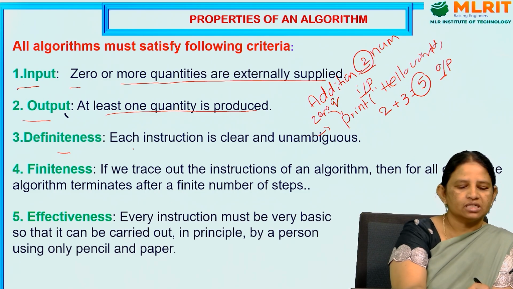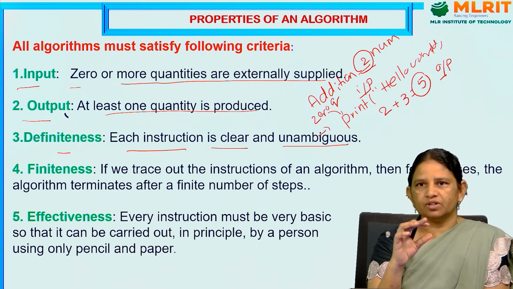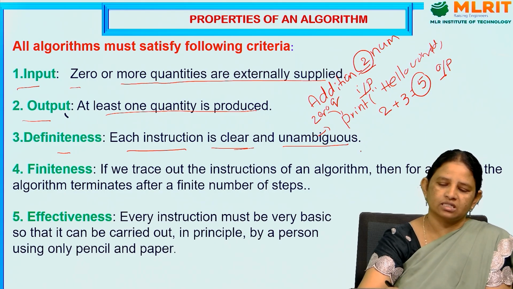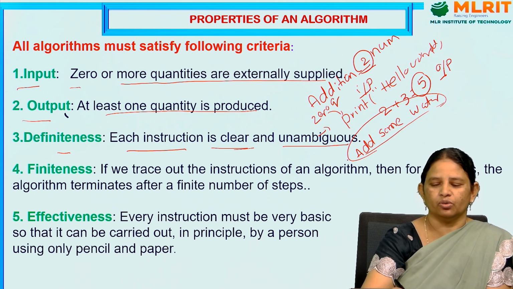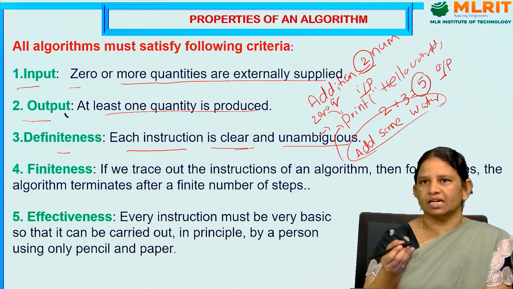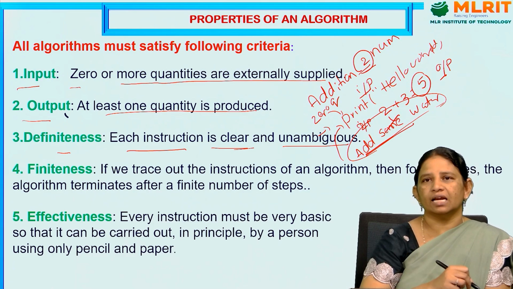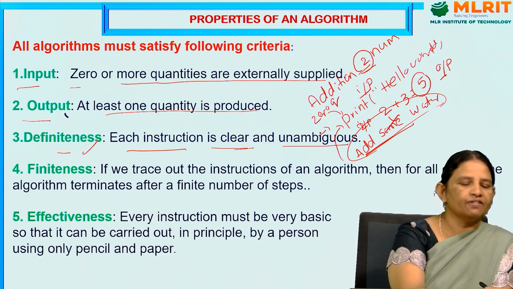The third property is definiteness. That means each instruction is clear and unambiguous. Unambiguous means there are no conflicts between the statements. For example, if we write the instruction add some water, it should be related to the previous instruction. For preparing tea, we need some water, so that is related. But if you are performing the addition of two numbers, 2 plus 3, take input as 2 and 3, then add some water, it is not a clear instruction. Each instruction should be clear and not conflict with other instructions. That is the definiteness property.